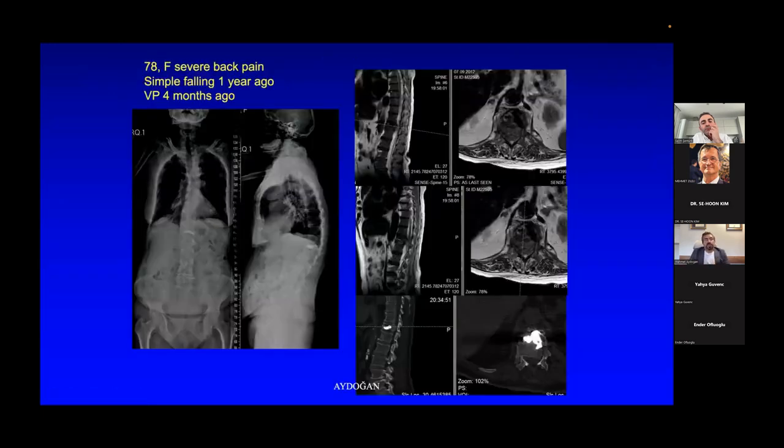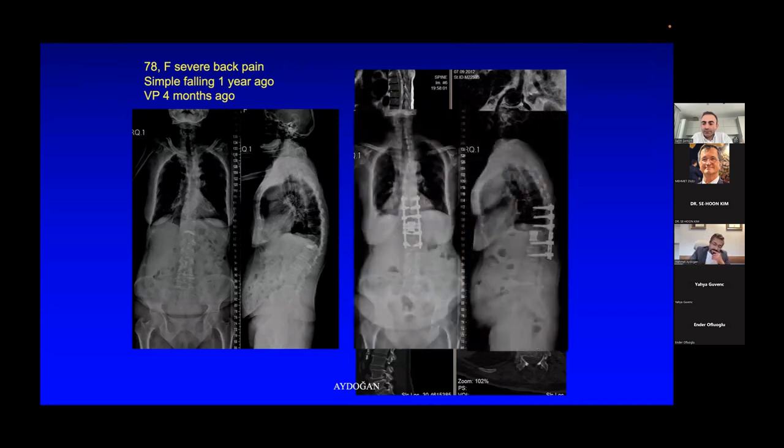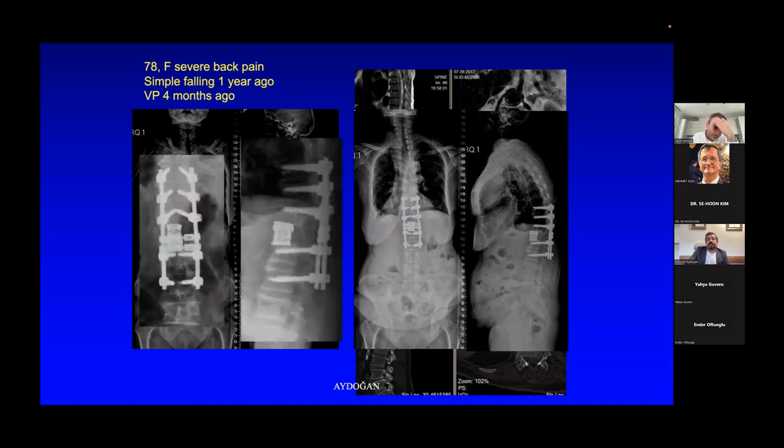So here's a 78-year-old female patient. She has severe back pain, and she had a vertebroplasty 4 months ago. Still, she has severe pain after vertebroplasty. Then I planned to do a modified vertebral column resection, and we got good results with her with this technique. At that time, I didn't use regular vertebroplasty.